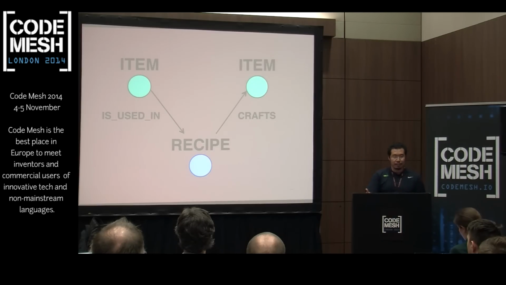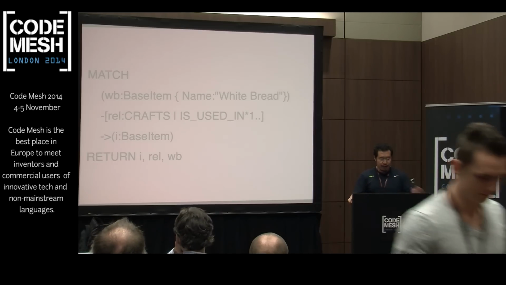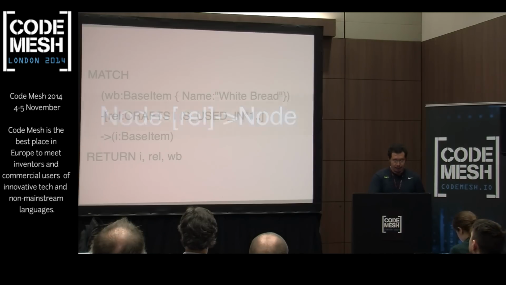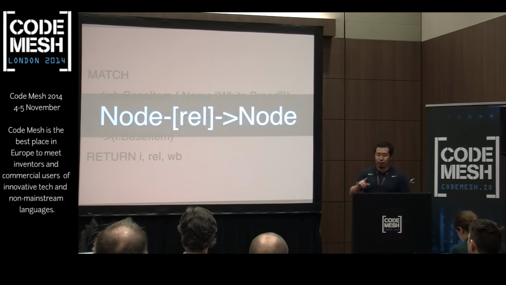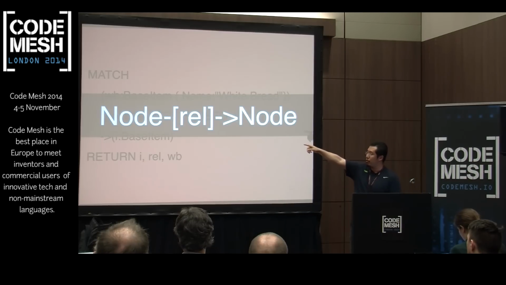And to find all the items that are made from white bread, either directly or indirectly, using Cypher, which is the built-in query language for Neo4j, we can write something like this. This query looks for any item which is connected to white bread, through at least one instance of either the is used in or craft relationship. And there's a couple of things to know from this query if you're not familiar with Neo4j. First, we can pattern match against relationships using this arrow-like syntax, where we say there's a direct relationship from the node on the left to the node on the right, and the relationship can be captured using this square bracket notation in the middle.